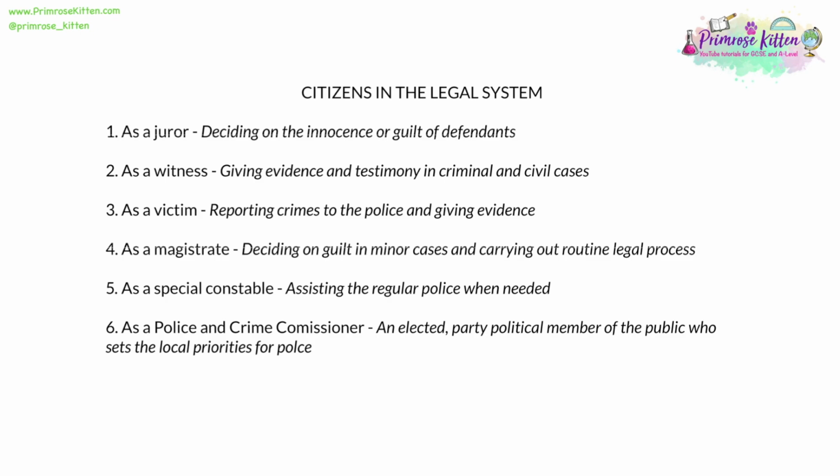There are many ways in which citizens can become involved in the legal system. As a juror, where they may decide on the innocence or guilt of defendants. As a witness, where they may give evidence or testimony in civil or criminal cases. As a victim, where they can report crimes to the police and give evidence. As a magistrate, where they may decide on the guilt in minor cases or carry out routine legal processes, such as the awarding of bar licenses. As a special constable, where they assist the regular police as backup where needed, or as a police and crime commissioner. As an elected party political member of the public, who when elected sets the priorities for local police.